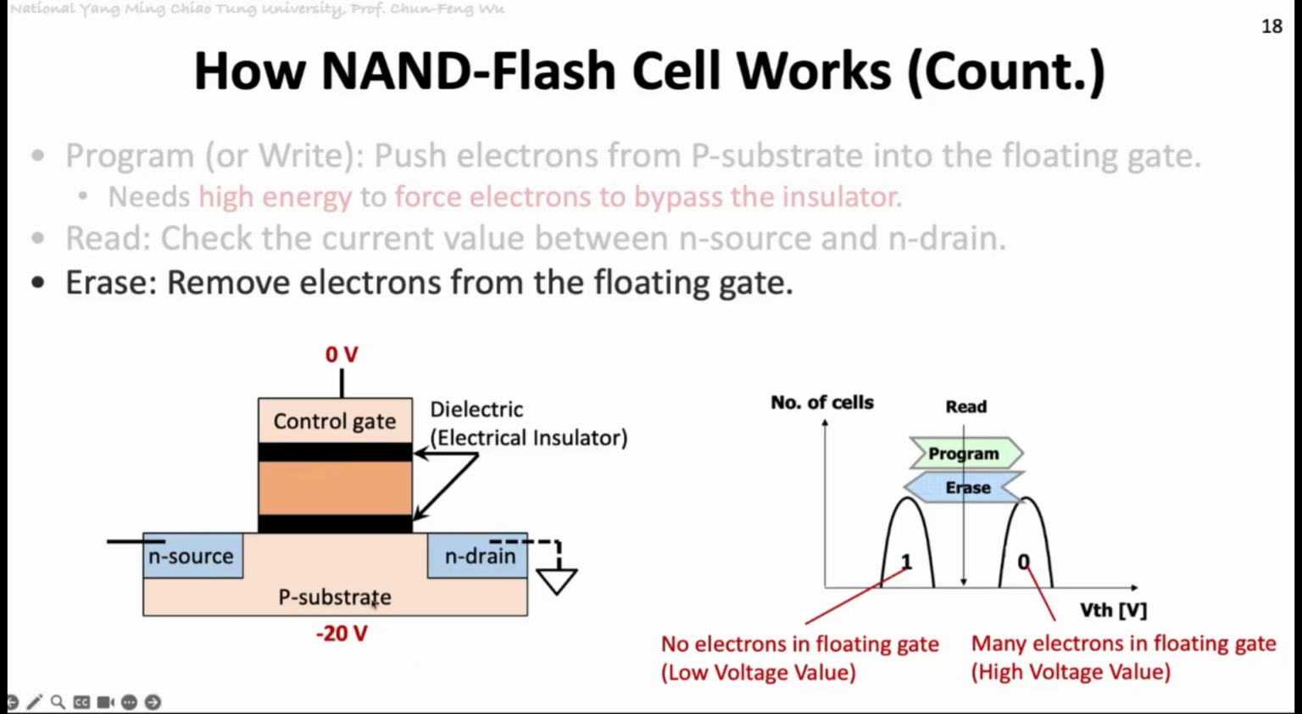Okay, so there's one cool thing to let you know. If this is a low voltage value, we say this is 1, and if this is a high voltage value, we say this is 0. Actually, 1 and 0 you can define by yourself. The key thing is that there are 2 states. You can code the left-hand side as 1 and the right-hand side as 0, or you can code the left-hand side as 0 and the right-hand side as 1. It depends on the definitions of different programmers, so it can be configured as you want.